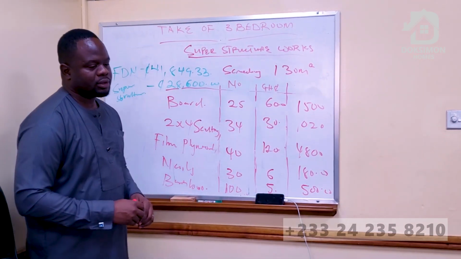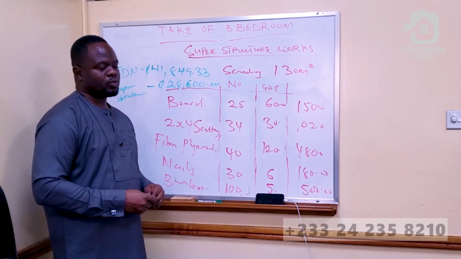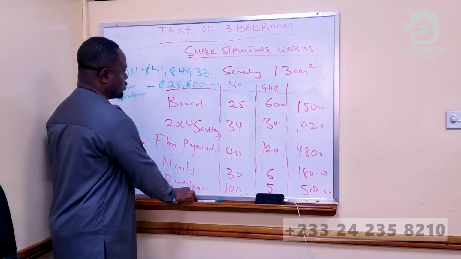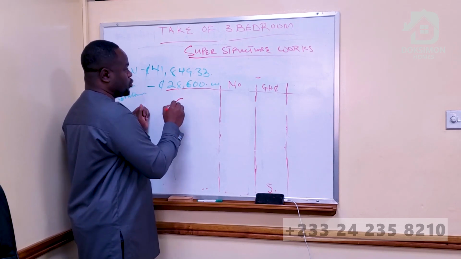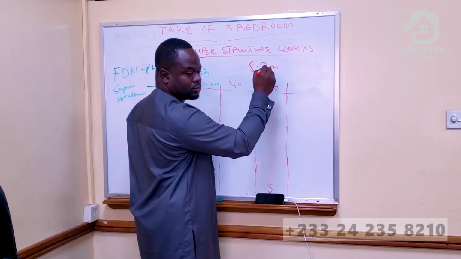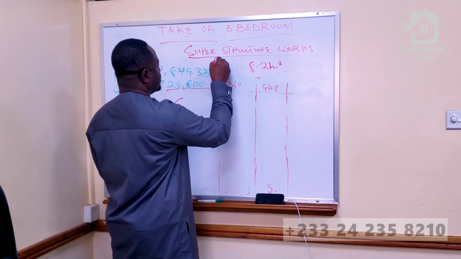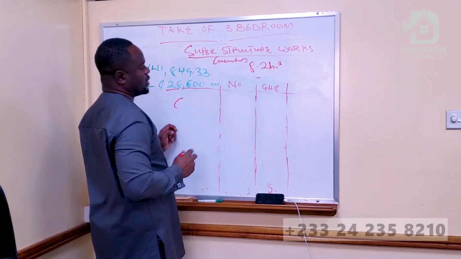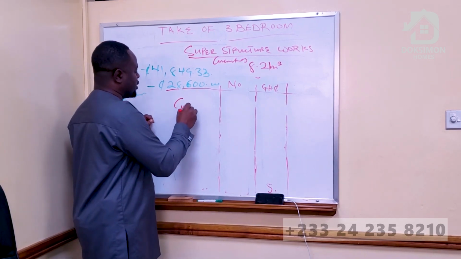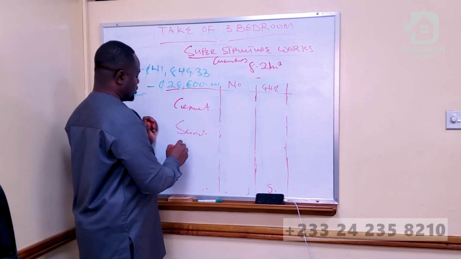Now a quick one. I think I've mentioned almost everything that needs to come, except the concrete works, which goes into the columns. All right, so we are looking at 8.2 meter, 1 meter cube for our concrete works in the superstructure. So we are saying that we need cement, we need sand, and we also need stones.